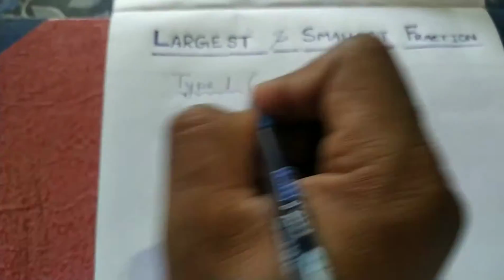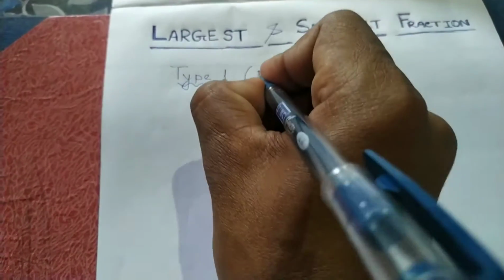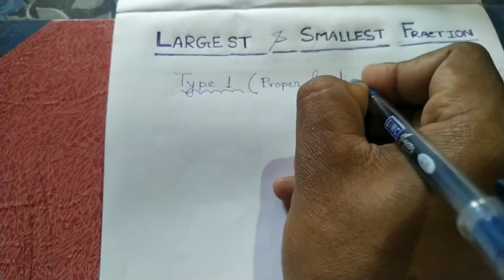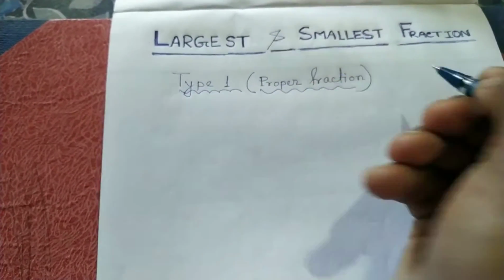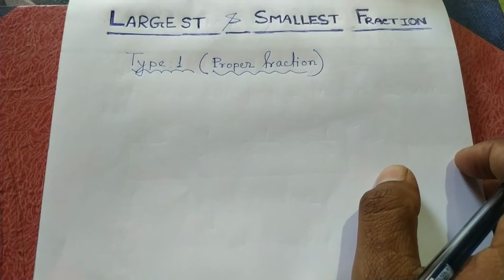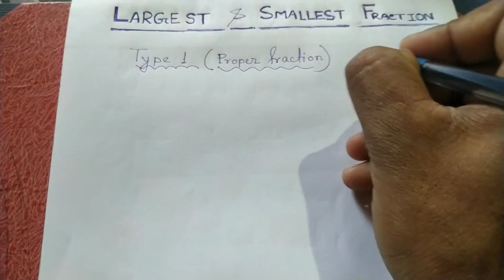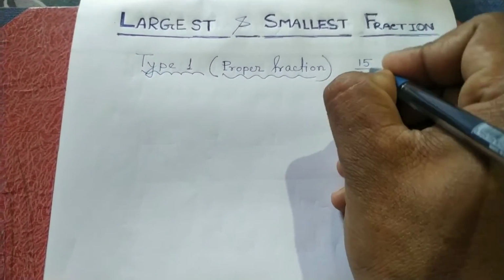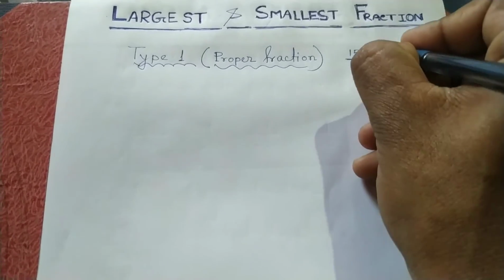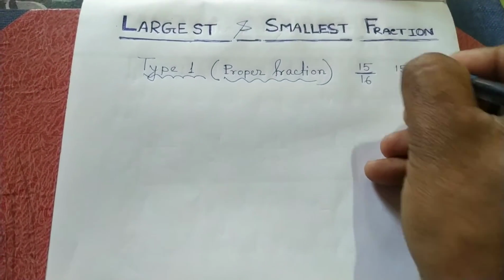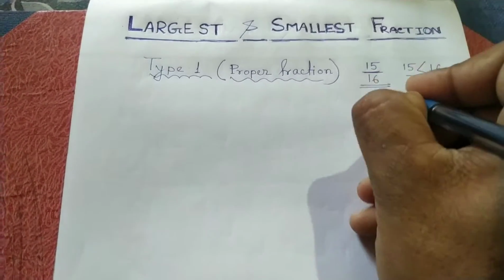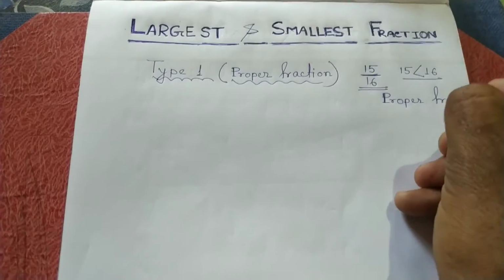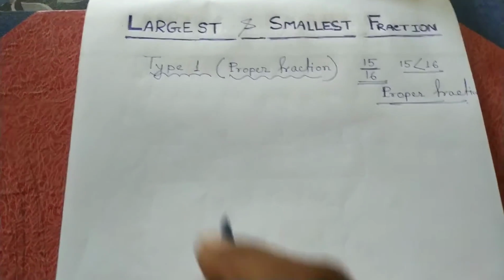Type 1. In type 1, we'll deal all about proper fractions. So you have to know what is a proper fraction. A proper fraction is one in which the numerator is less than the denominator, such as 15 upon 16. Here numerator 15 is less than denominator 16, so you can say that it is a proper fraction.